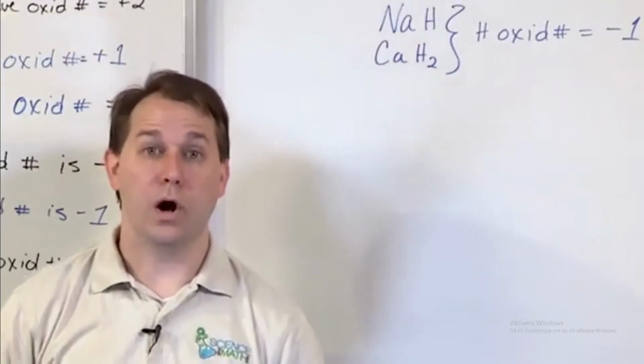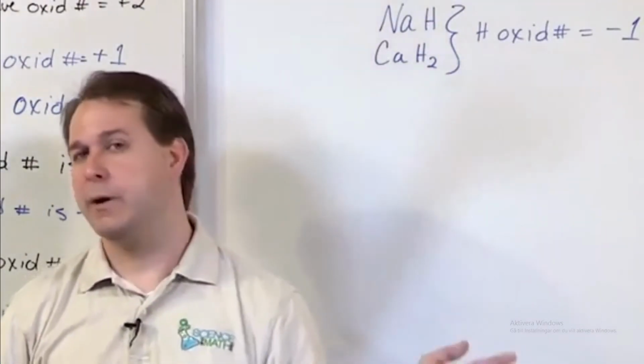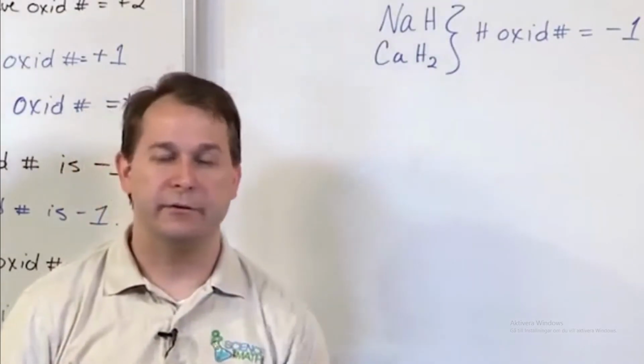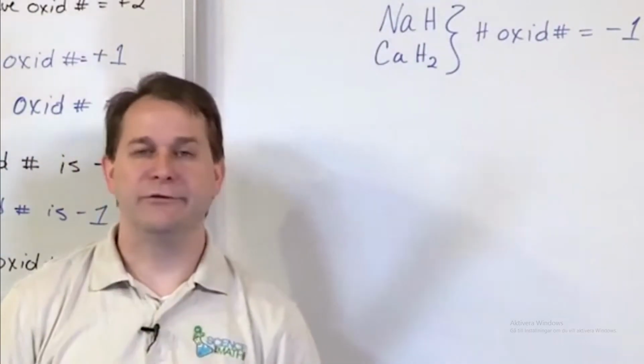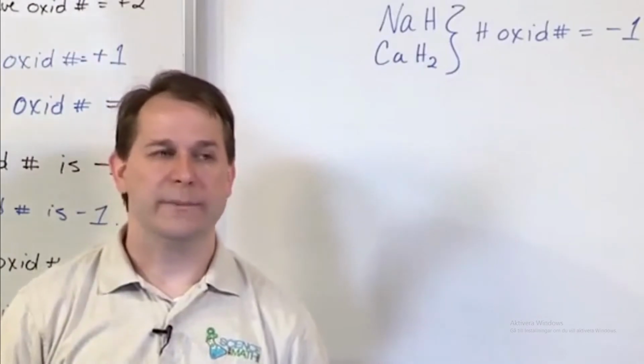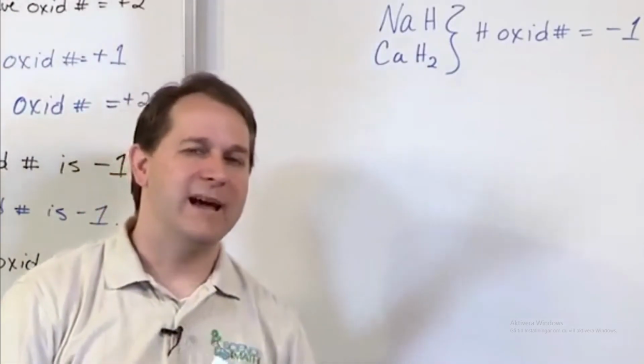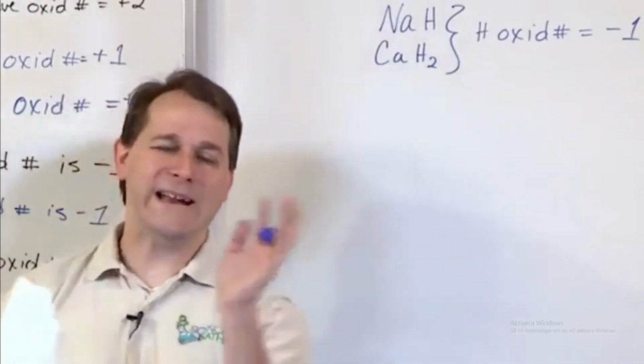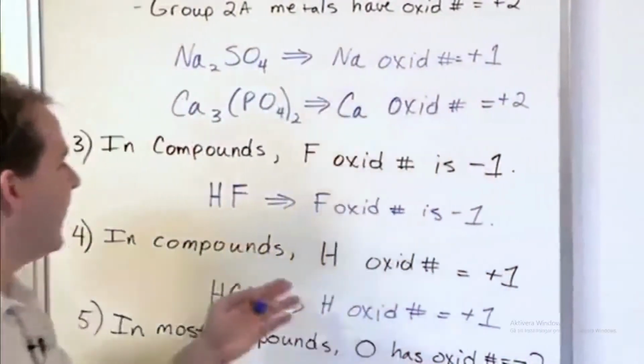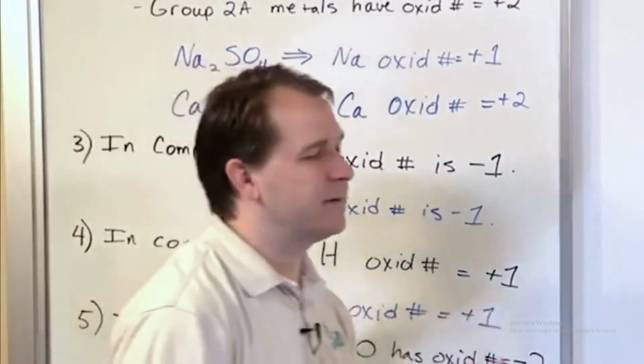Think about it. Water is H2O. That's bonded to a nonmetal, right? Hydrogen is bonded to a nonmetal. What about hydrogen sulfide? That's a nonmetal. What about hydrochloric acid, HCl, right? So most of the time, hydrogen's bonded to things on the right-hand side of the periodic table, and in all those cases, the oxidation number of that hydrogen is going to be positive 1.